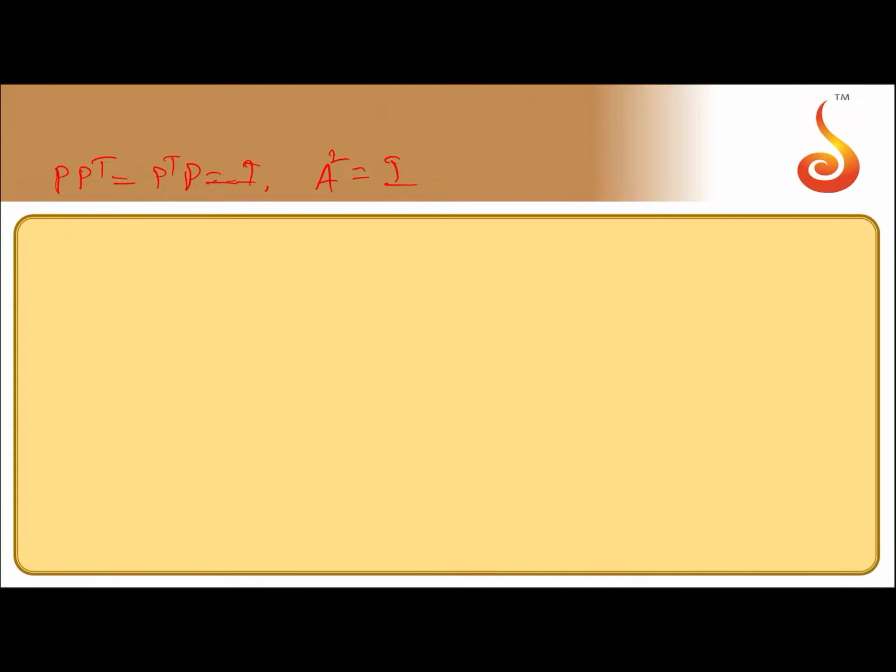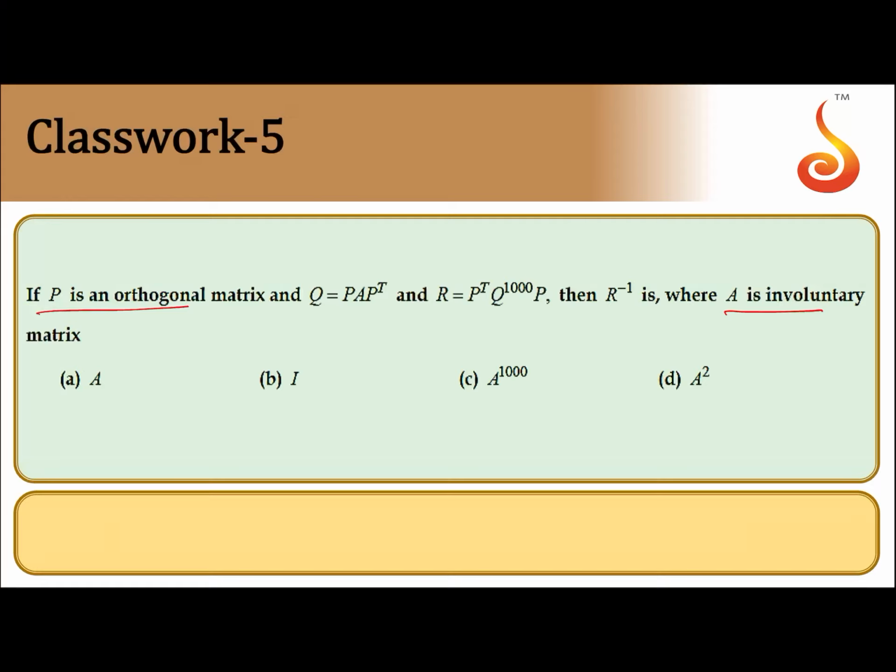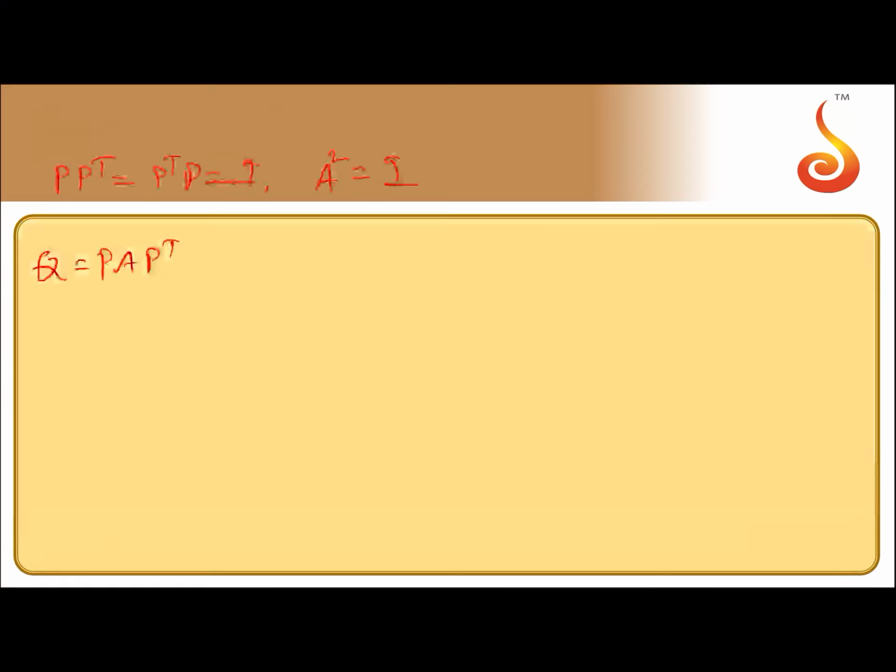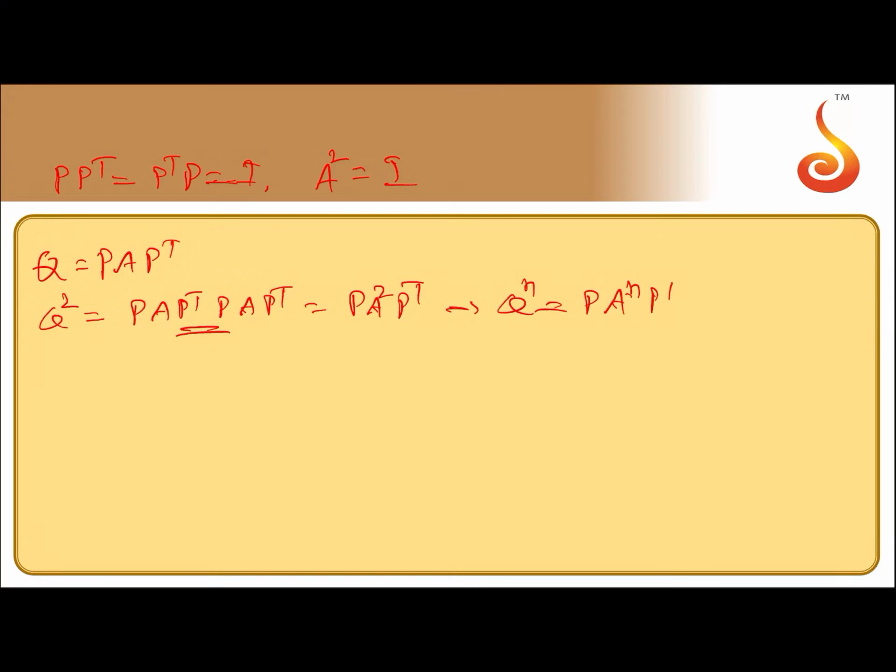Okay, now let me take up. You are given that Q is equal to P A P transpose, and R is equal to P transpose Q to the power of 1000 into P. Let me take up Q square, which is equal to P A P transpose multiplied by P A P transpose. Of course, P transpose into P is equal to the unit matrix. Therefore, P A square multiplied by P transpose. And the same way, Q power n is equal to P into A power n into P transpose.